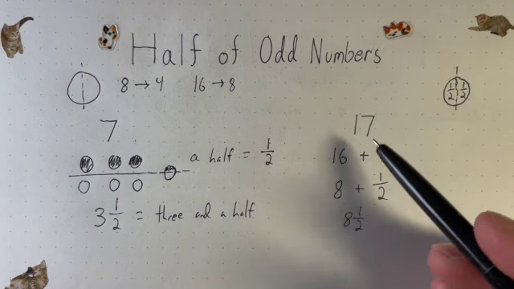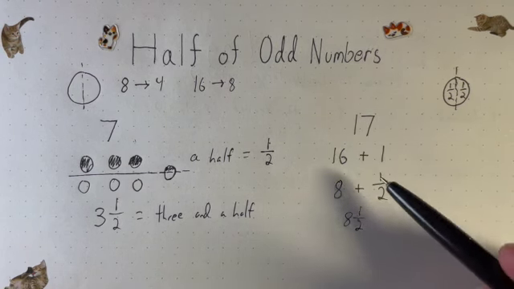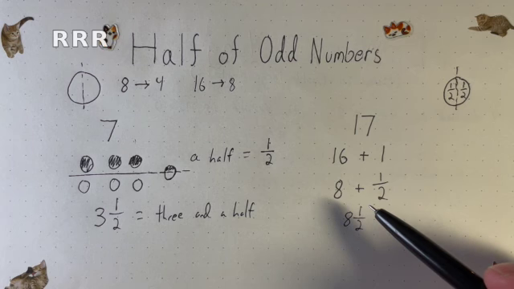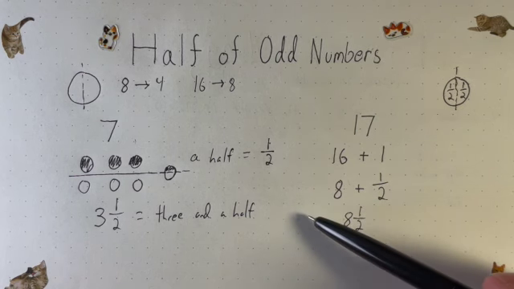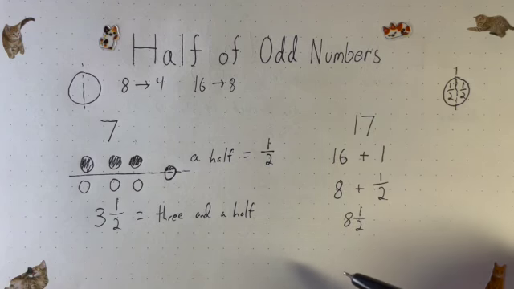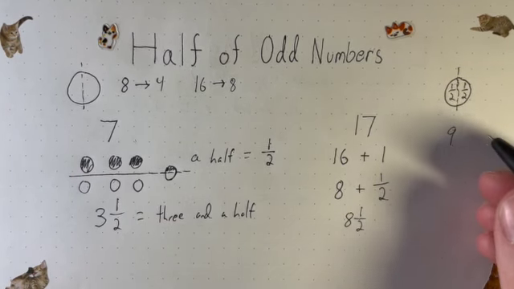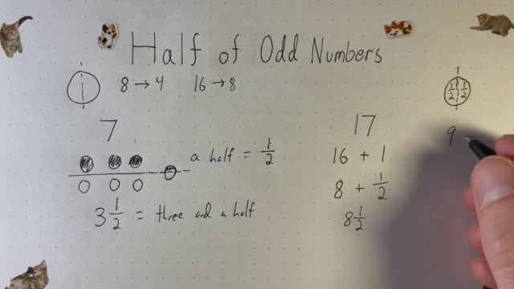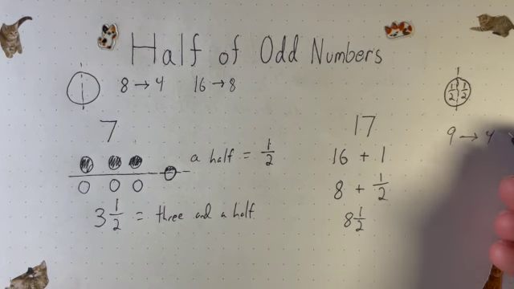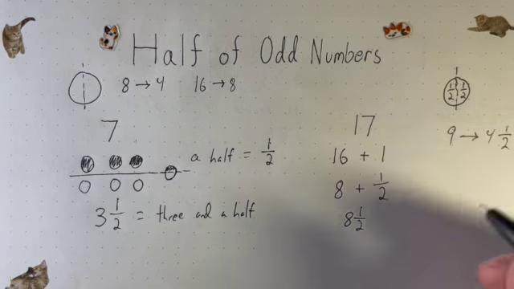So in order to take half of odd numbers, we use our knowledge of half of even numbers, and then work up from there. If I want to take half of 9, well, I know half of 8 is 4, so half of 9 will be 4 and a half, because 9 is 1 more than 8.